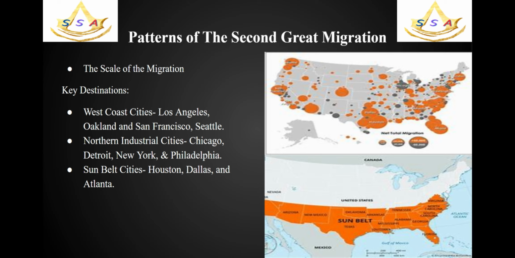And the Sun Belt cities, with Houston, Dallas, and Atlanta. The post-war economic growth in these cities attracted Black migrants, and they also offered lower costs of living and employment opportunities in manufacturing, construction, and service industries.